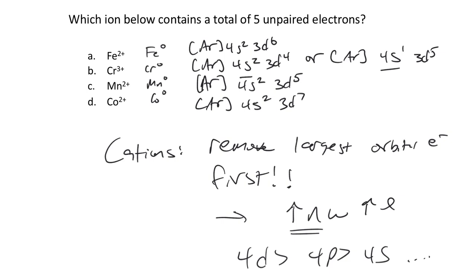Okay, so the largest orbital here is the one with the highest N overall. So the largest orbitals here are these 4s orbitals. And so the first electrons removed to make our cations have to be those 4s electrons. So for iron 2+, we lose the 4s. So iron 2+'s configuration would be an argon 3d6.